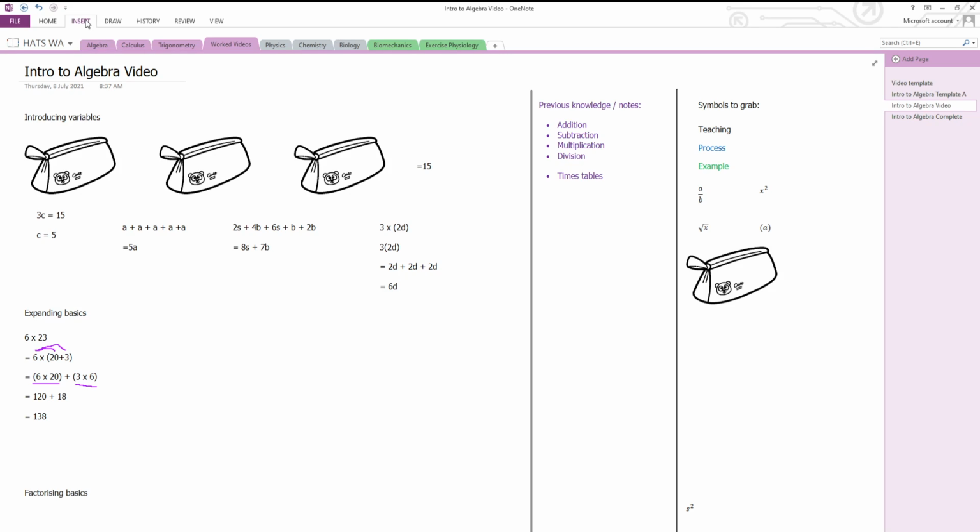So let's have a look at a bit more algebraic example of this. So this is where we're factorising. We're factorising the 23 into 20 plus 3. Very basic example of it, but we will be doing some more difficult ones soon.